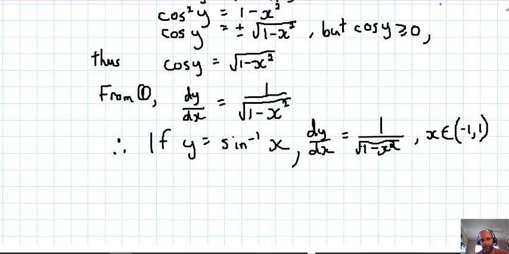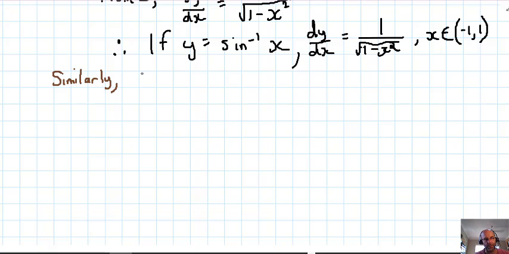Now, the stipulation is that x has to be between -1 and 1. If it equals 1, we can take the square root of 0, but then you have a dividing by 0 scenario. So there is a restriction on x.